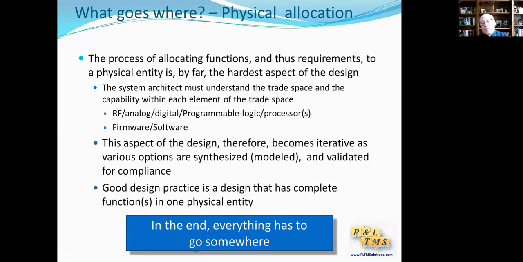And as I stated before, every choice has a pro and every choice will have some type of con. This aspect of design, therefore, becomes iterative as the various options are synthesized, modeled, and then validated for compliance. And a very good design practice, by the way, is to make sure that complete functions reside in one physical entity. Now, let me tell you, that's easier said than done.